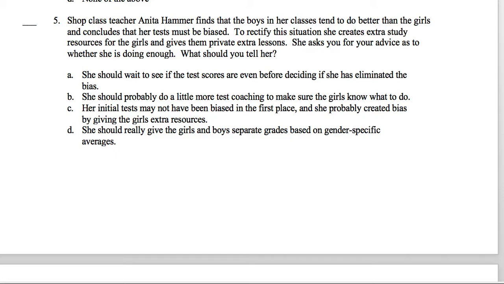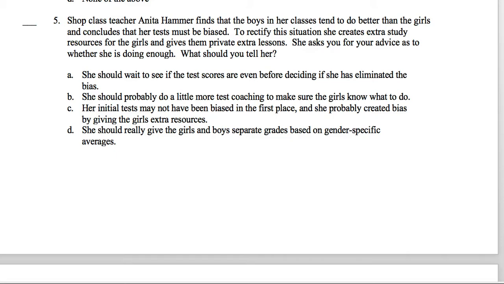Well, you could say A, you should wait and see if the test scores are even before deciding if she had eliminated the bias. B, tell her she should probably do a little more test coaching to make sure the girls know what to do. C, her initial tests may not have been biased in the first place, and she probably created bias by giving the girls extra resources. Or D, she should really give the girls and boys separate grades based on gender-specific averages. Well, just because there are differences doesn't mean we should have different averages, so D's out. A, you could say that she could wait, but you're ignoring the fact that she is not giving everybody an equal education. She is not giving everybody the same testing conditions even.